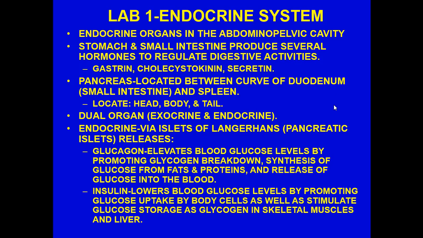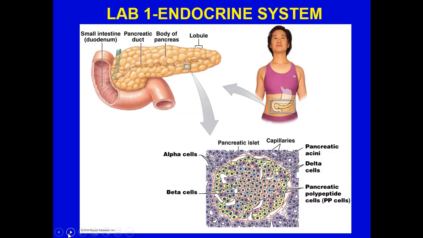Glucagon elevates the blood glucose levels by promoting glycogen breakdown, the synthesis of glucose from fats and proteins, and the release of glucose into the blood. Insulin lowers the blood glucose levels by promoting glucose uptake by body cells, as well as stimulating glucose storage as glycogen in skeletal muscles and in the liver.